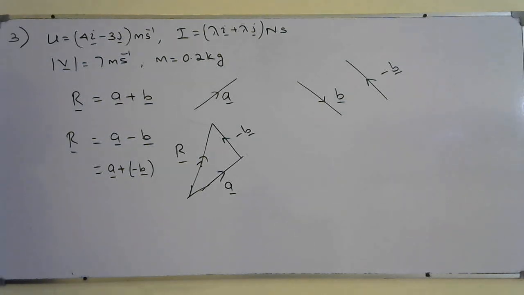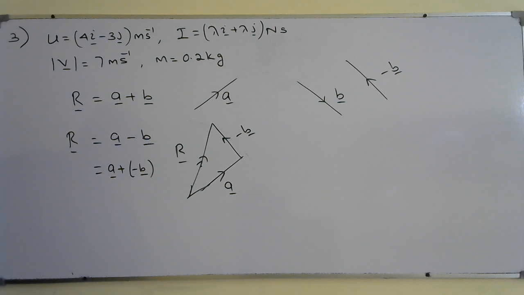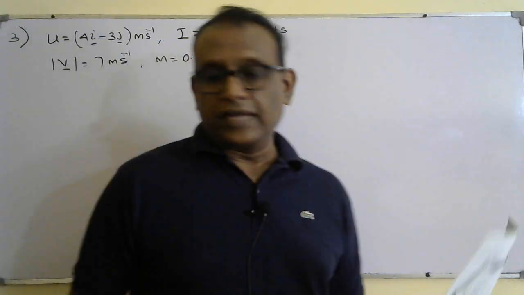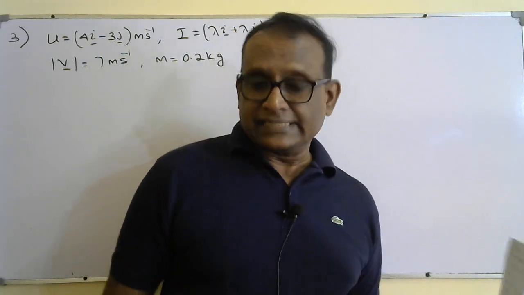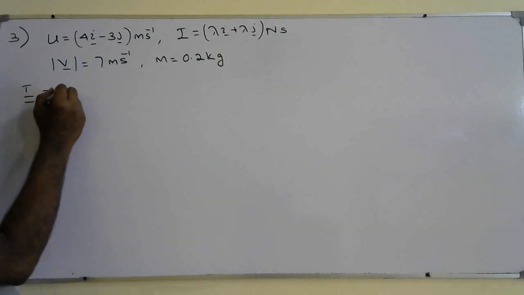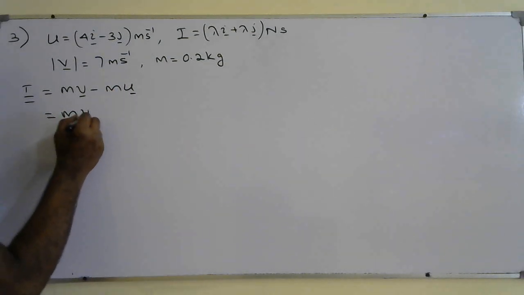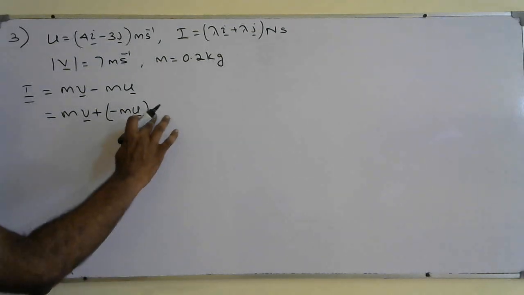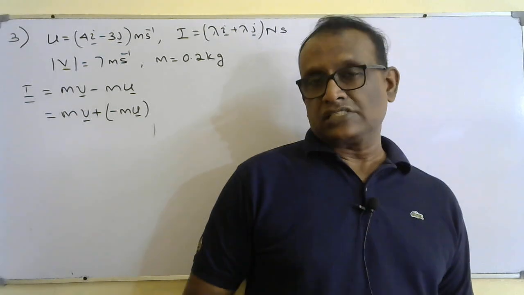When we are sketching the vector diagram, we are going to use the cosine rule. So we are going to use the vector addition rule and we are going to sketch, not draw. You can draw it according to scale, but based on time we can sketch it and use the cosine rule. You know that impulse is a vector, I is equal to mv minus mu. That is mv plus minus mu we can show. So the addition of mv and minus mu gives the impulse vector.